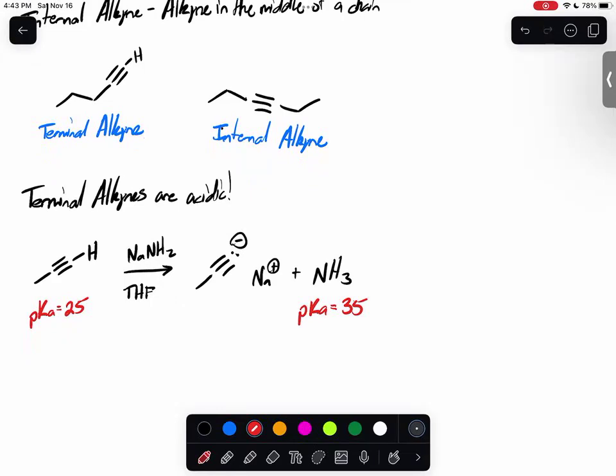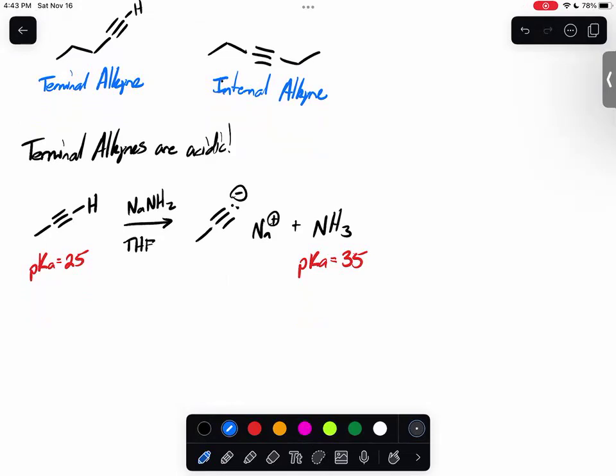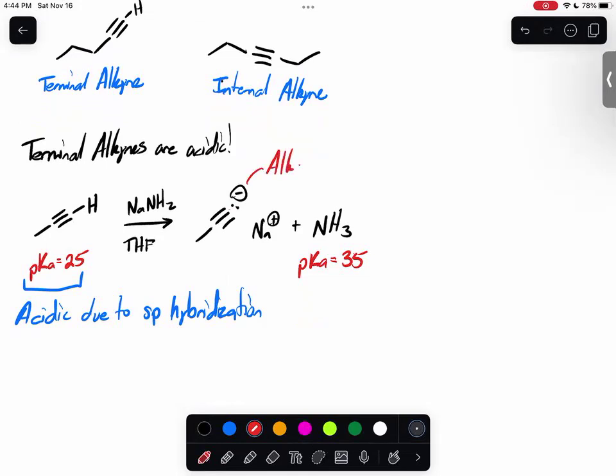And the reason this pKa is so low is because if you think about what we're getting in our conjugate base, all it is sp hybridization. So this right here is acidic due to the sp hybridization. Okay? And why this matters is because these terminal alkynyl anions, right? That's what this guy is right here. This is a relatively strong nucleophile.